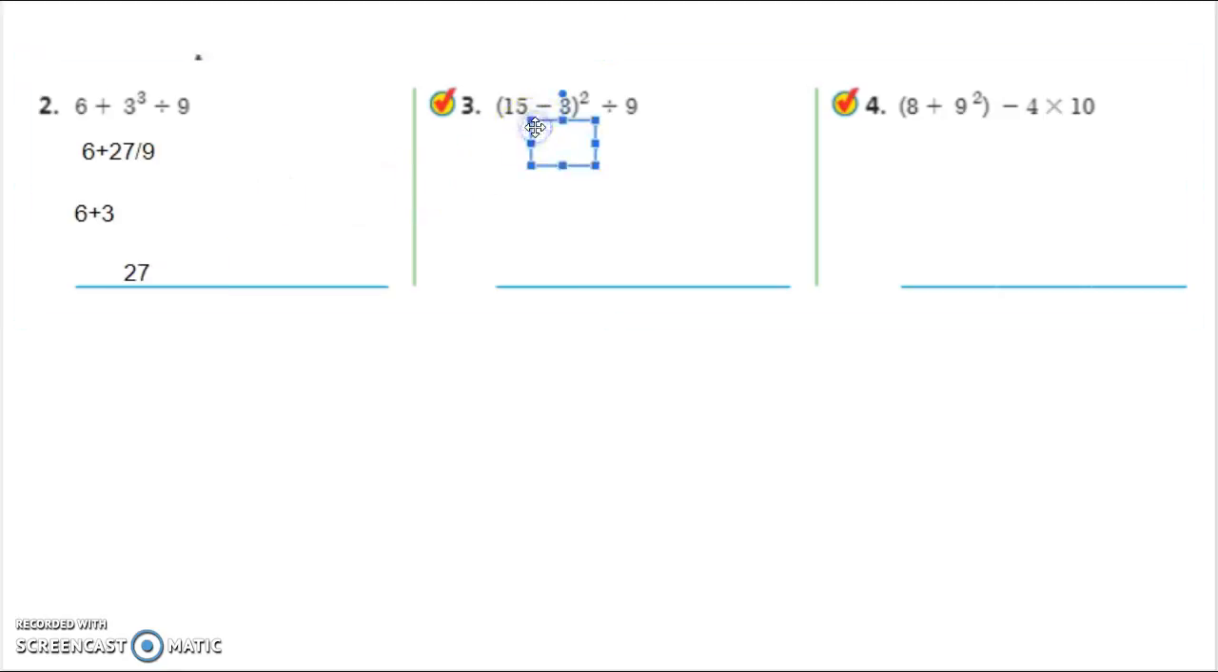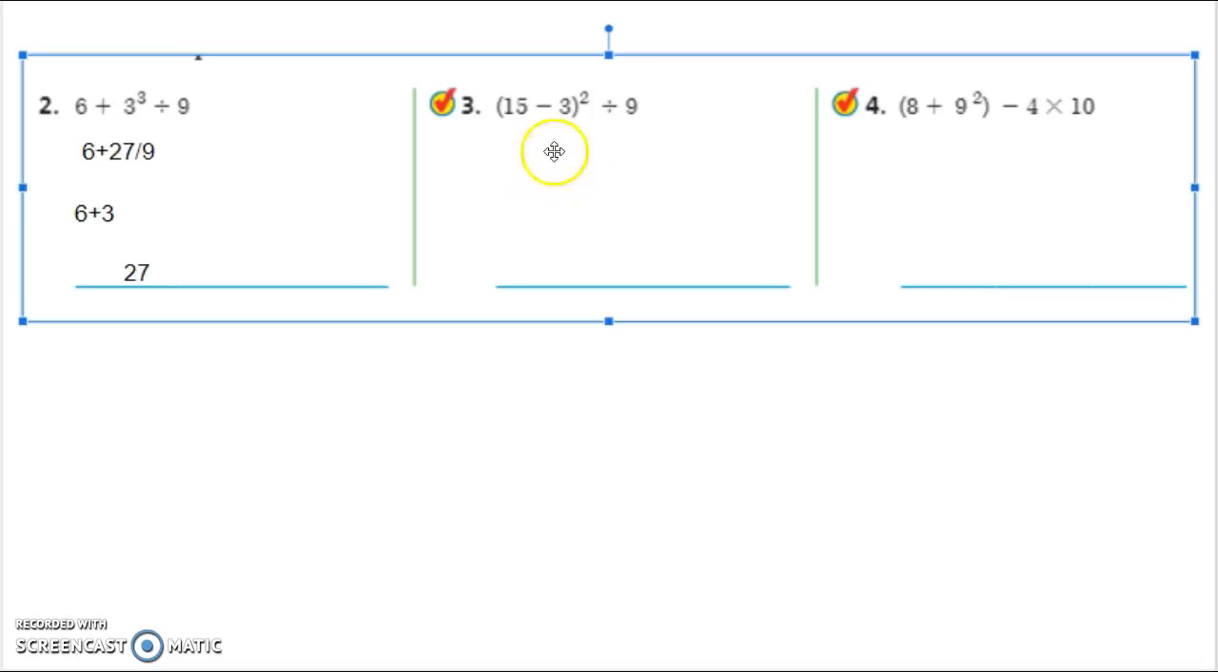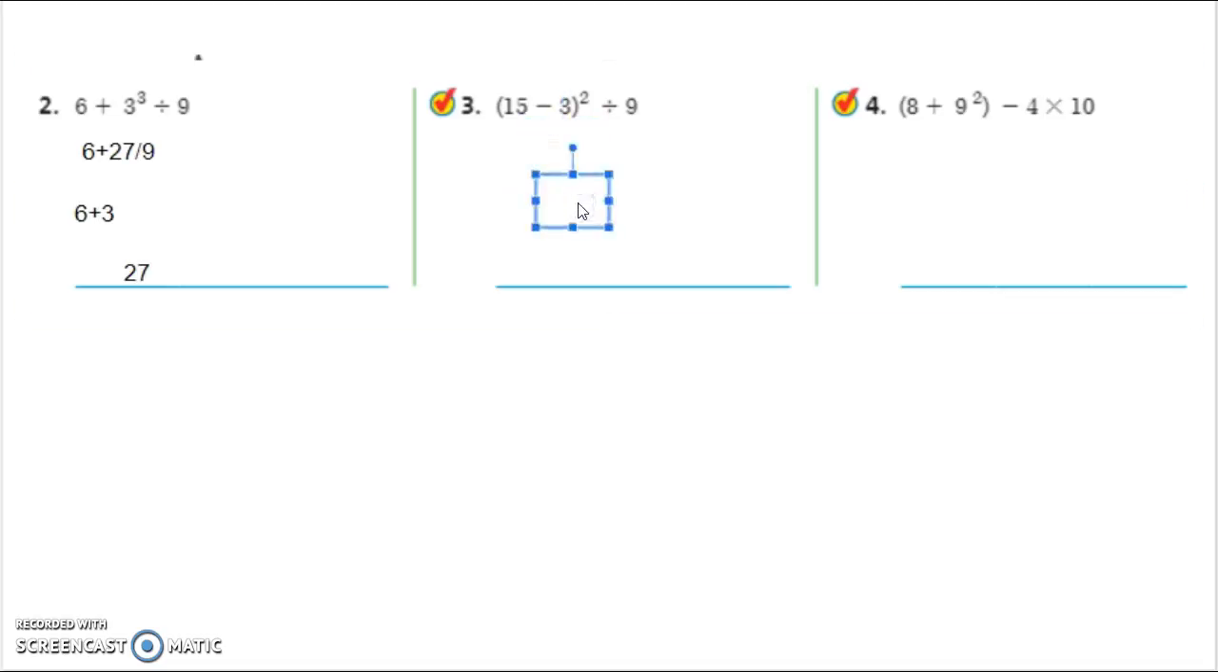Okay, I want you to look at number 3 and tell me what you would do first. I'm going to move that down so you can see. I'm going to give you a second to see what you need to do first. Did you say parentheses? If you did, you're right. So now we have parentheses of 15 minus 3. So we have to take 15, subtract 3, which we would get 12.